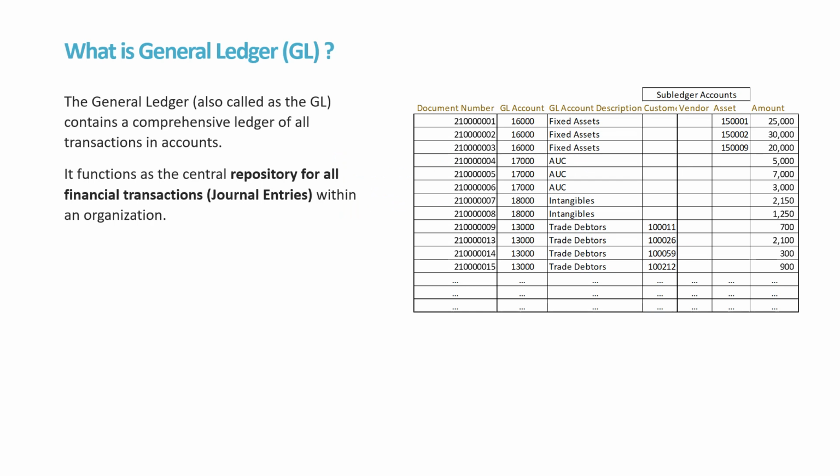Okay, so we know these transactions, also called journal entries, are posted to either general ledger or subledger accounts, which are both components of the general ledger system. Think of the general ledger as a central repository that keeps track of all financial transactions within an organization.